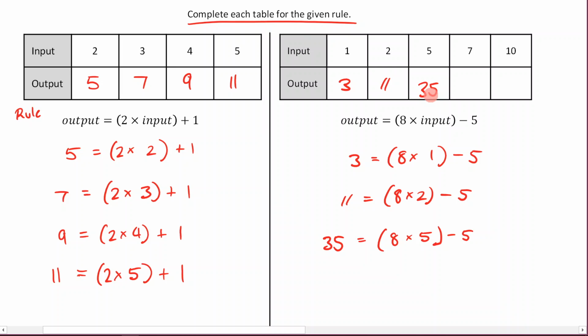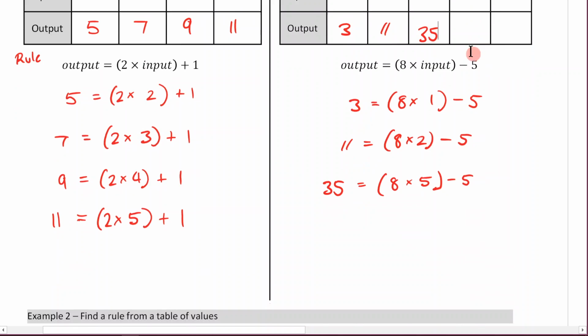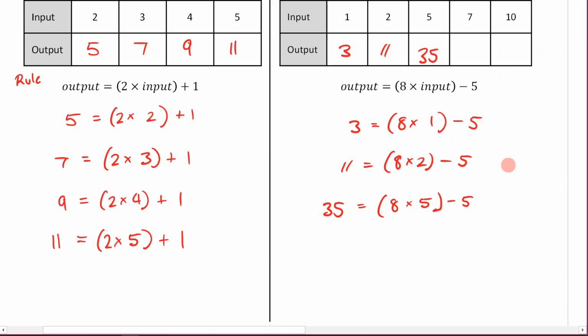Okay, the next one that we have is 7. So 7 is my input. We just need a bit more space here. So I'm going to go 8 times 7 minus 5. Now, 8 times 7 is 56. 56 minus 5 is going to be 51. So 51 is going to go here.